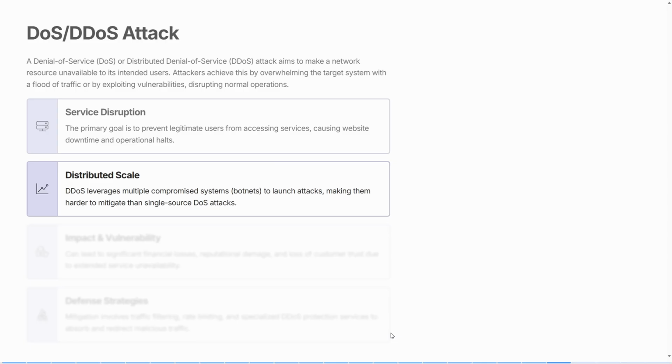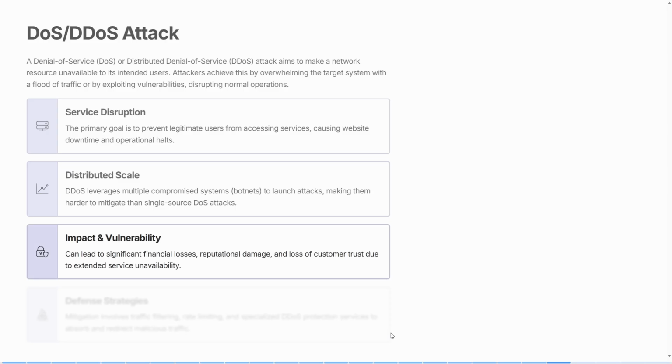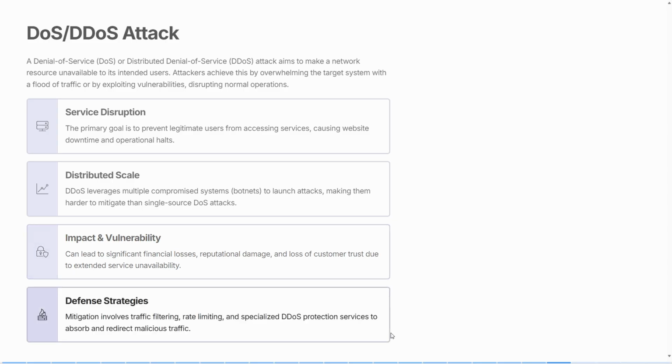Also, denial of service can just simply be, technically, if you smash a switch with a hammer, that's a denial of service as well. Impact and vulnerability, right? Of course, if a service is offline, it's not good. Just know that's what a DOS/DDoS is.